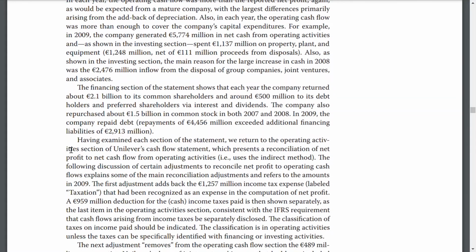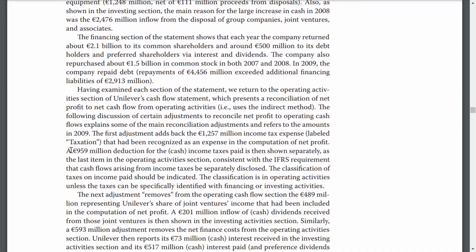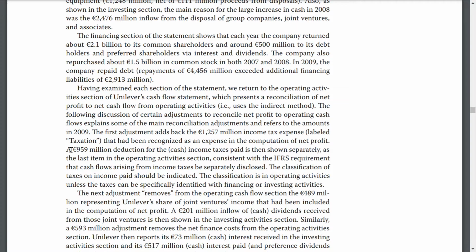The financing section of the statement shows that each year the company returned about 2.1 billion euros to its common shareholders and around 500 million to its debt holders and preferred shareholders through interest and dividends. The company also repurchased about 1.5 billion in common stock in each of 2007, 2008, and 2009. In 2009, the company made a debt repayment of such an amount.